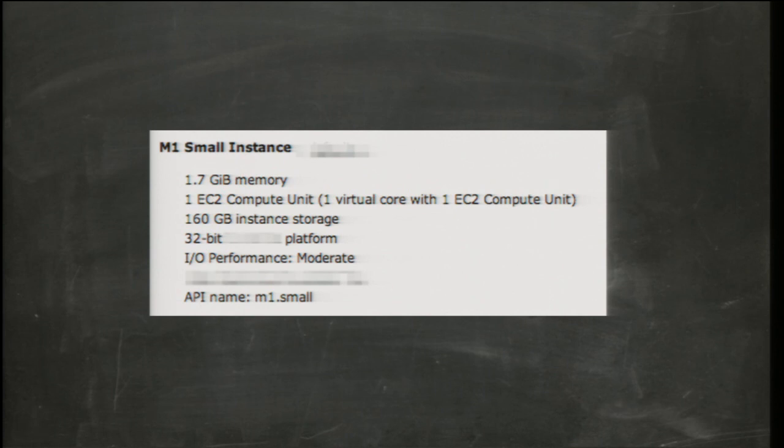It gave you some amount of storage and some amount of I/O performance. And voila, with the API call, there was no console at that time. All you had was an API.